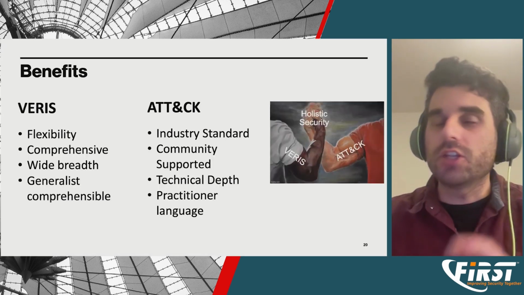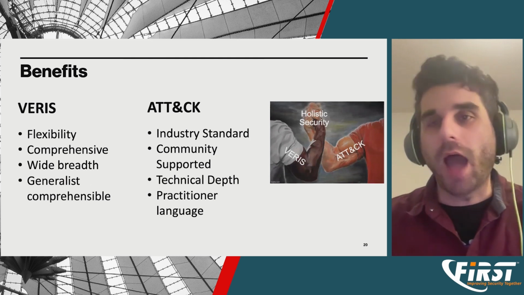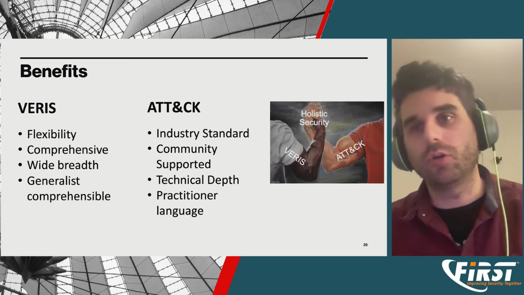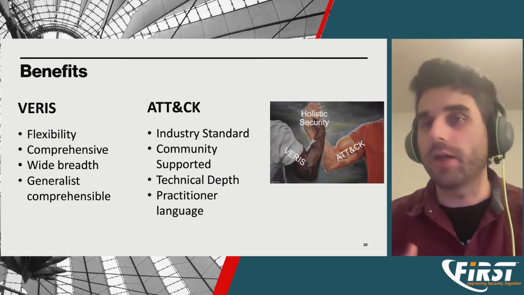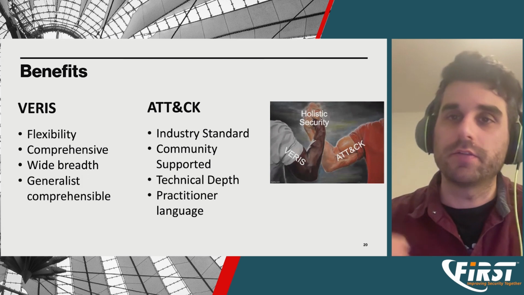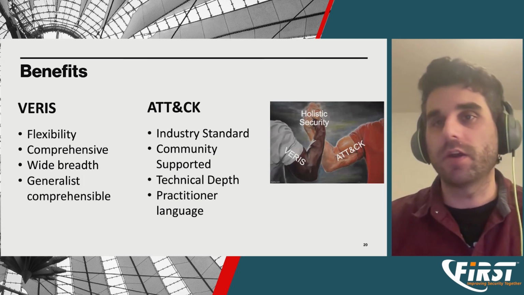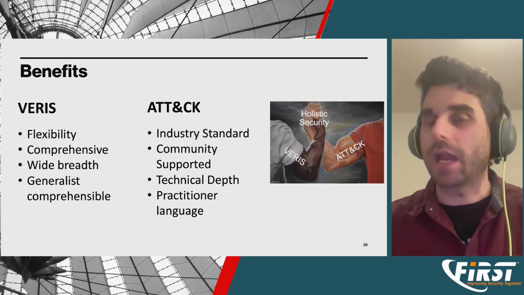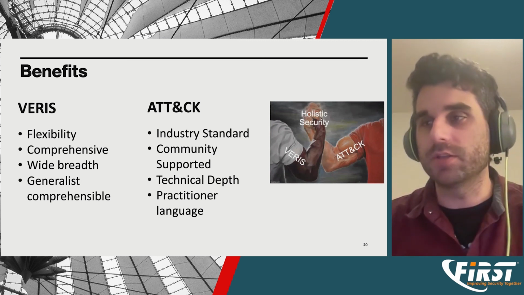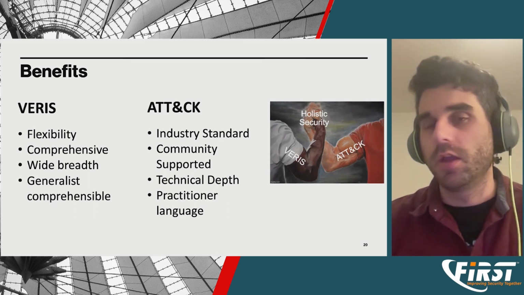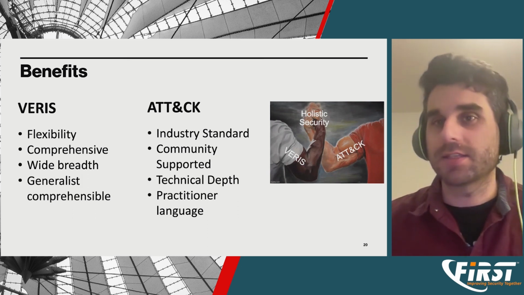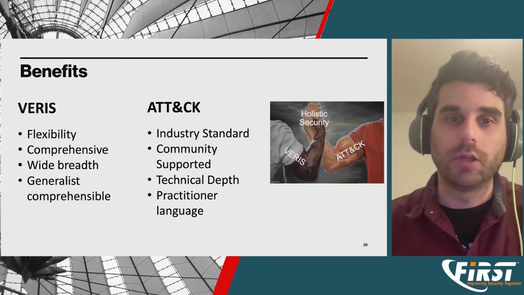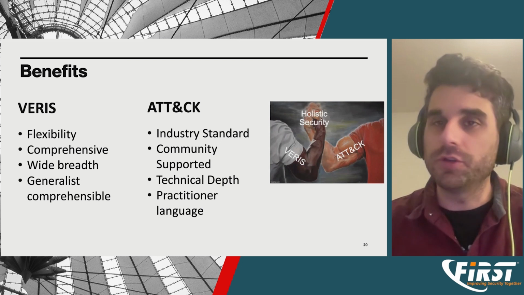Each of these frameworks has its own benefits, and we're really not trying to encourage adoption of one or the other. I don't think it is an either or. There's a lot of harmony that can exist. VERIS is extremely flexible. It has a wide breadth. It covers more than just the technical artifacts or the specific elements of what an attacker does on the system. It also includes the assets and the impacts as well. But ATT&CK has this beautiful ecosystem.